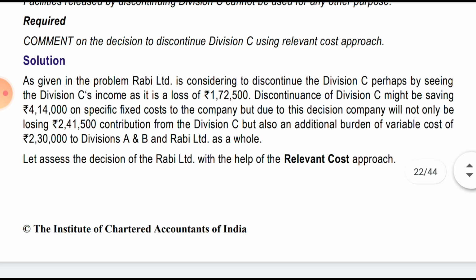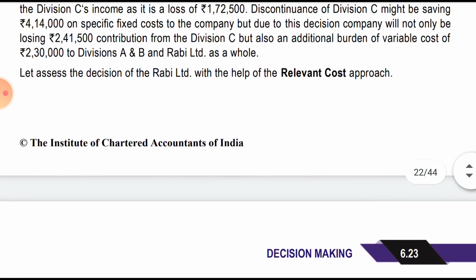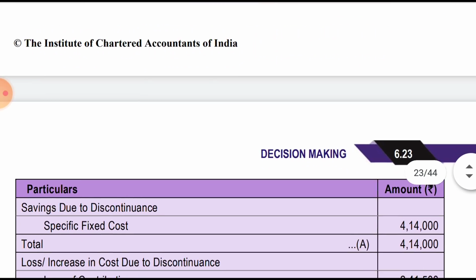cost to the company, but due to this decision, the company will be losing 2,41,500, the contribution of division C, and will also incur an additional burden of fixed cost of 2,30,000 for divisions A and B and the Rabi Limited as a whole. Okay, let's assess the decision of Rabi Limited with the help of the relevant cost approach.